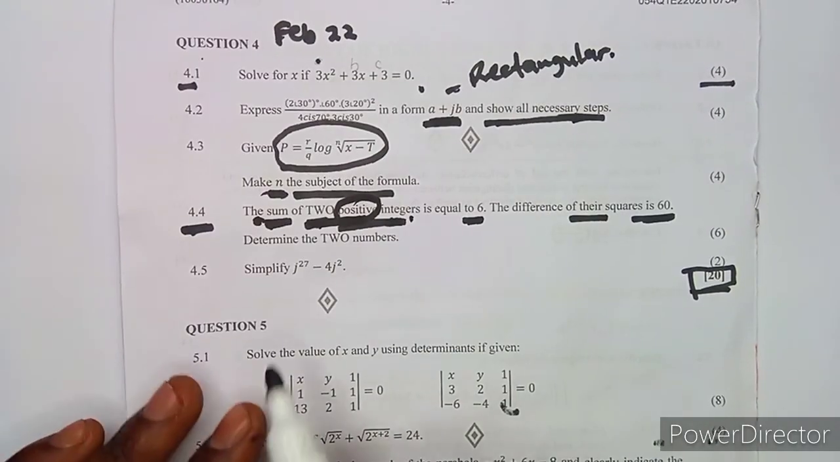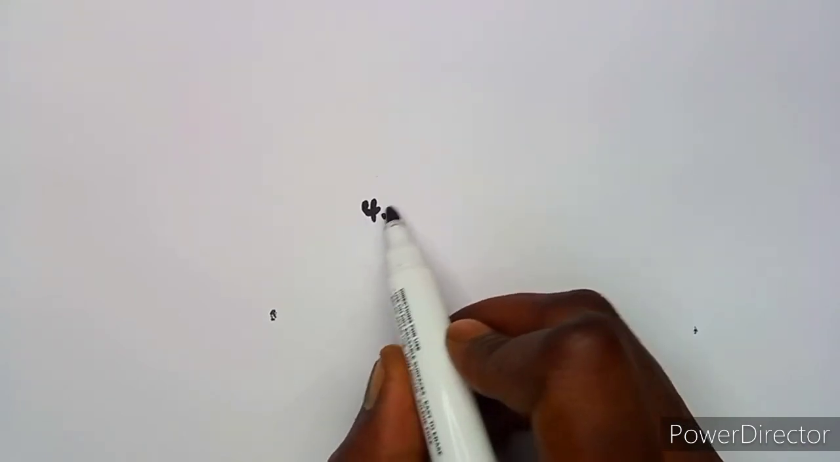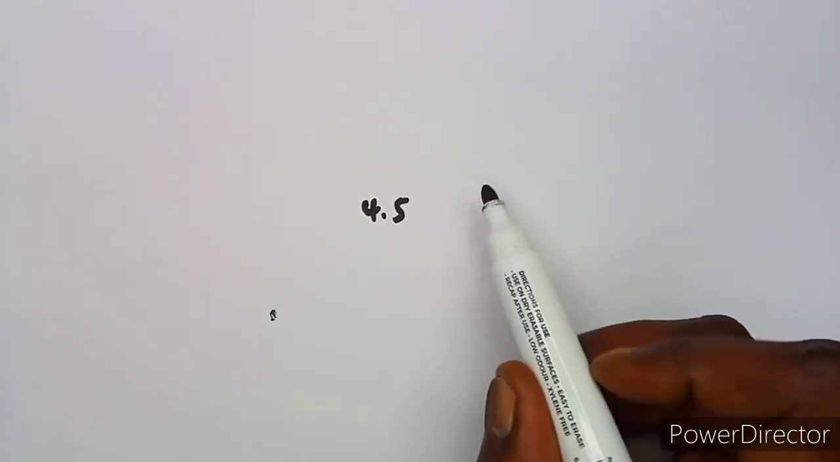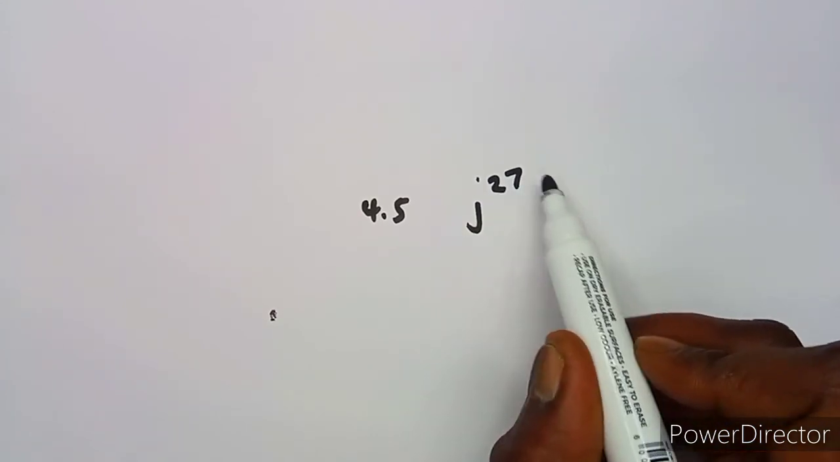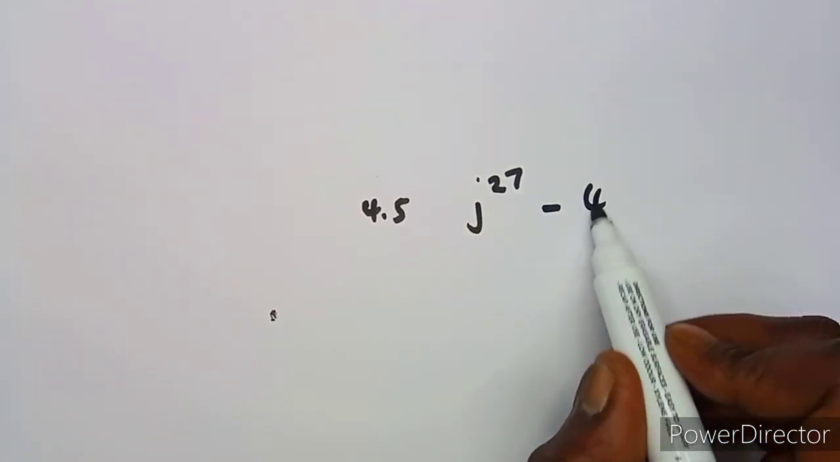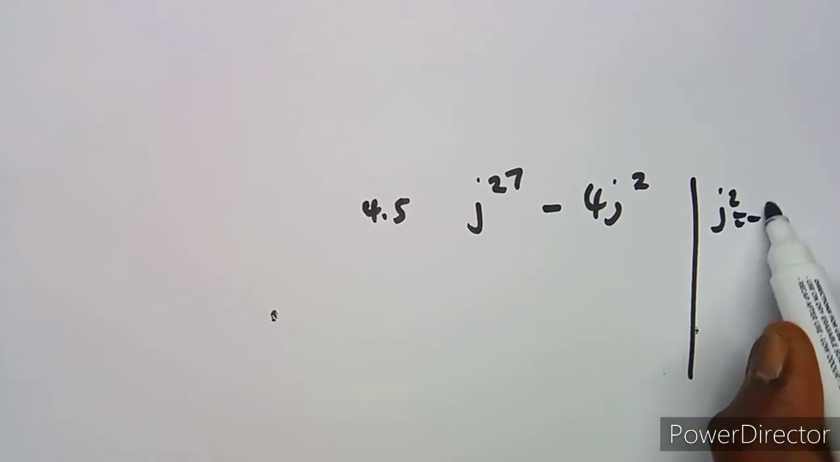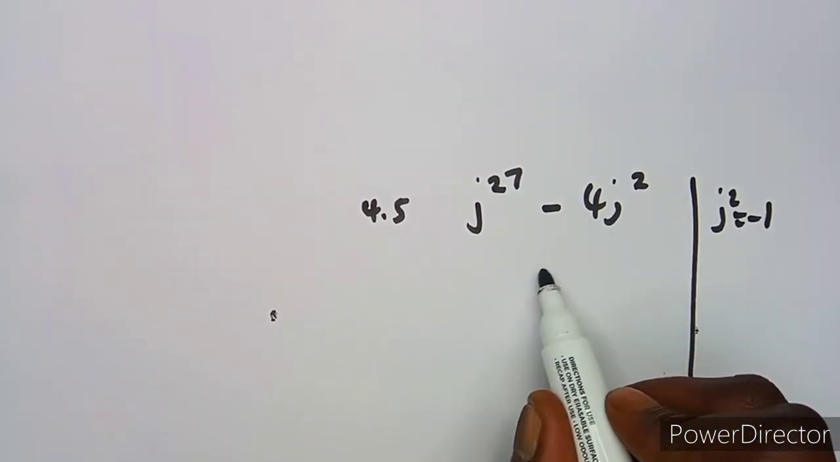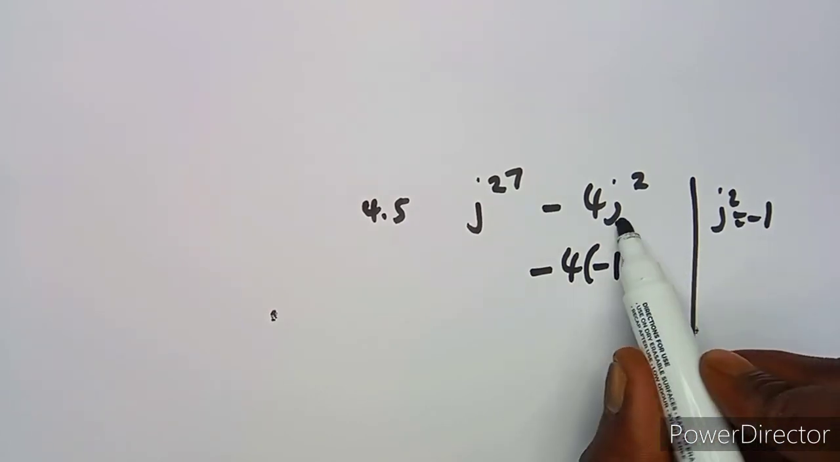So simplify. These are complex numbers actually that you are needed to simplify there on 4.5. That is j to the exponent of 27 minus 4j squared. All right, so remember j squared, guys, gives us negative 1. So this one is actually simplified there. j squared is negative 1. So this one is simply negative 4 times negative 1 like this here.